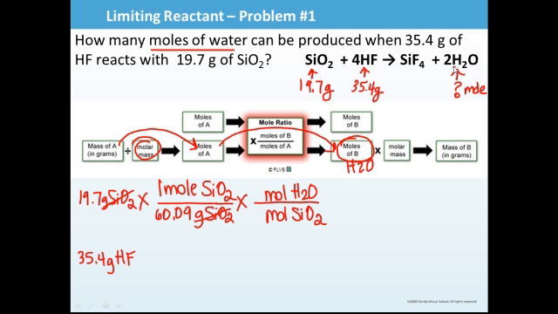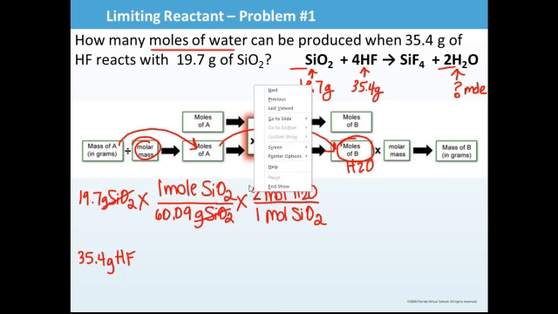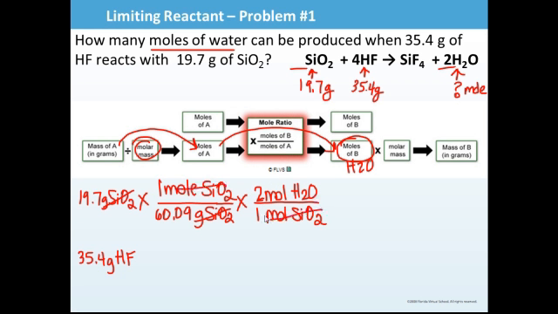I see that they balanced it for me already. Silicon dioxide does not have a number out front, so that means it's a 1. Water has a value of 2 out front, so that's a 2. My moles of silicon dioxide cancel. I'm left with moles of water, which is actually what I was solving for. That's what the question asked for.